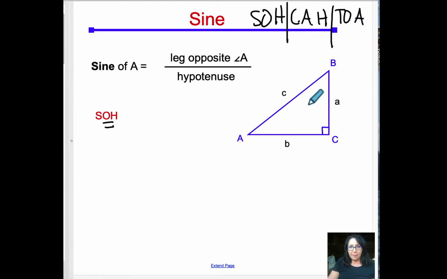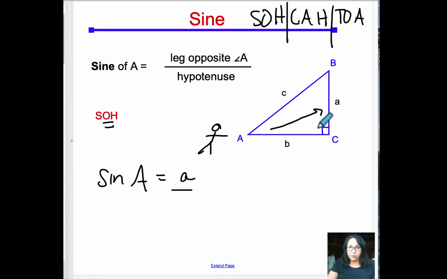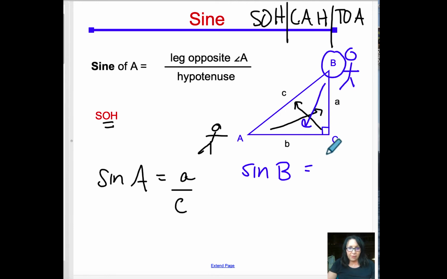So what that means is, if you're standing here at A, then you could say sine of angle A is equal to the opposite side, which is little a, over the hypotenuse, which is the side opposite the right angle. So that would be a over c. But if I put myself over here at angle B, and I said, well, what's sine of angle B? You would say the opposite side, which is little b, over the hypotenuse, which is little c. You're never going to find sine, cosine, or tangent of the right angle.